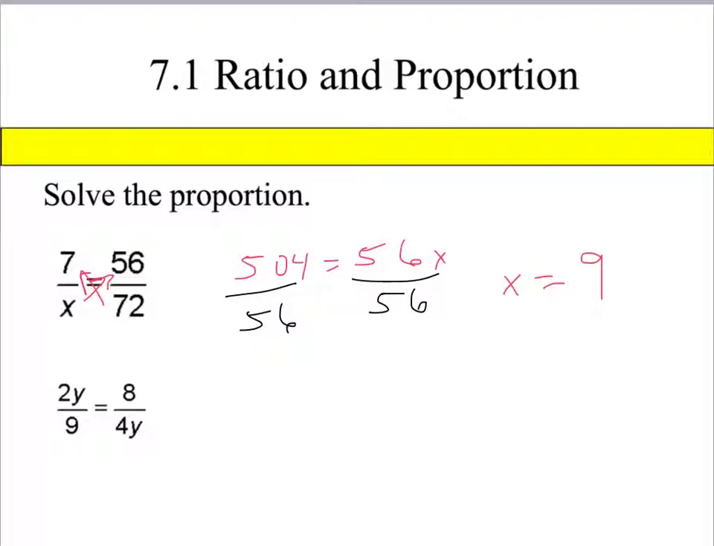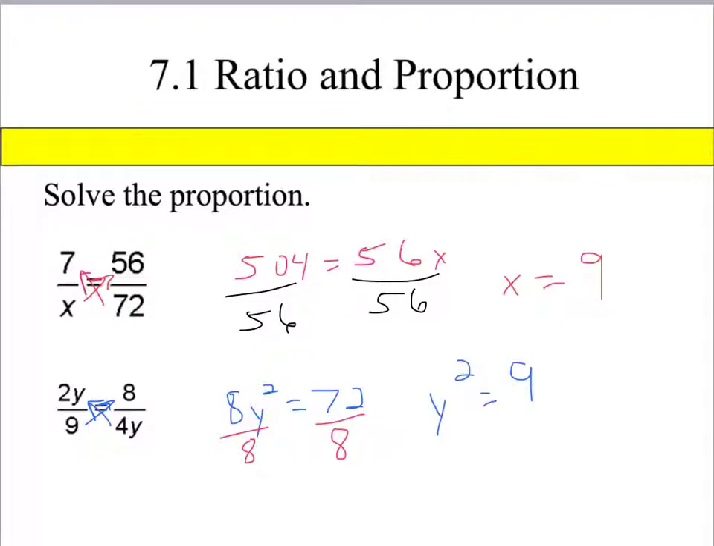Again, we do need to cross multiply here, but there's going to be a little additional step. So we know what 9 times 8 is. That's going to be 72. But when you look at 2y and 4y, that's going to be 8y squared. Don't forget, you're not just taking 4 times 2, but you're also taking y times y. So from here, again, we divide by 8, and we get y squared is equal to 9.